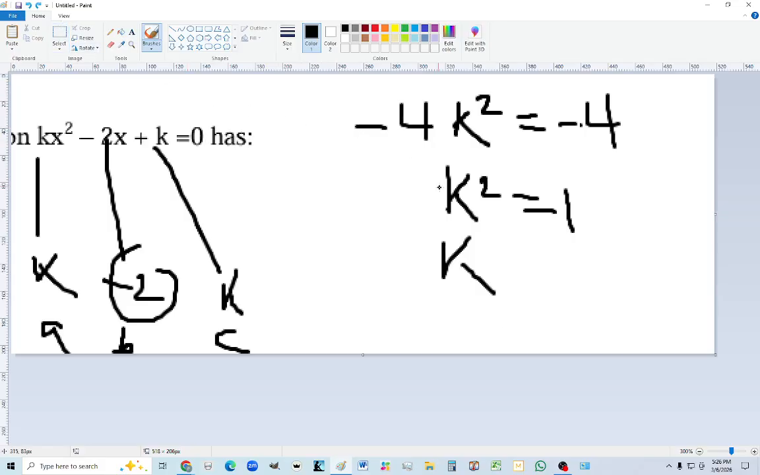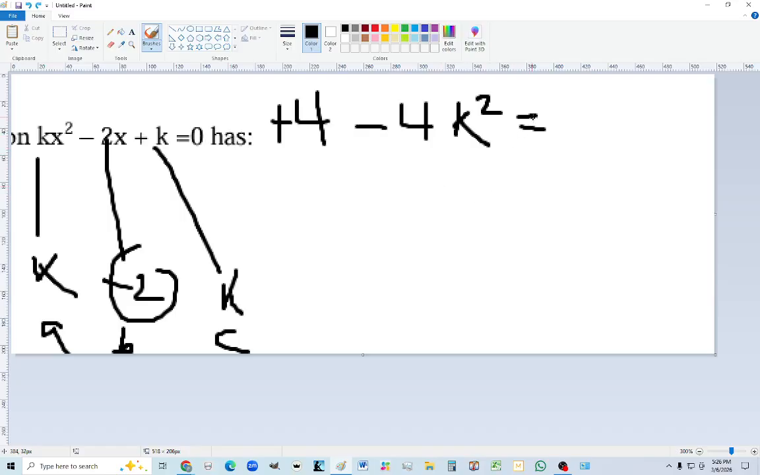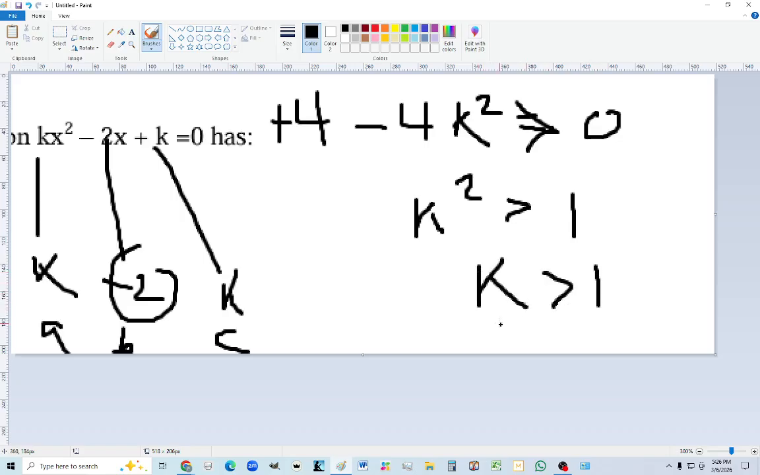The only thing that changes is instead of equal to zero, above 0 is the same as positive. So this is for two roots that are not equal. And it's the same calculation. We're ending up with k squared is bigger than 1. When we take the square root of this, we get k is bigger than 1 or k is smaller than minus 1, because with the minus, you have to change the sign.